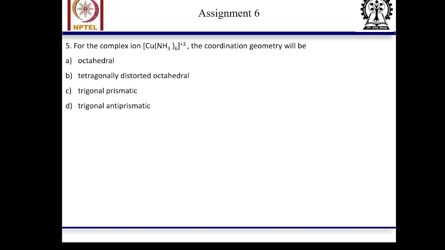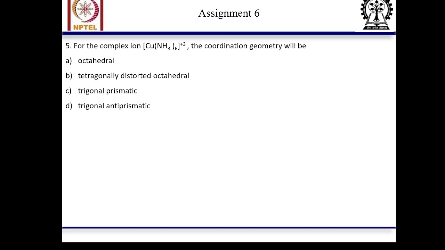Okay, so I will just read verbally. This is a tetragonally distorted octahedral. Basically, the question is from the Jahn-Teller distortion. It's a very famous question. Copper complexes are always distorted in octahedral geometry. Why?